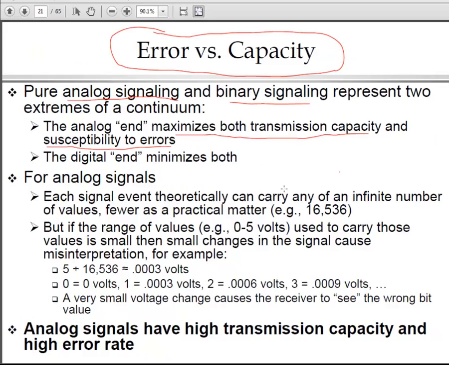Okay. So, you're a computer designer or you're a data transmission designer. Which do you want? Do you want high capacity, but knowing that you're going to get a lot of errors? Okay, they may be small errors, but you're going to get them. Or do I want to trade off transmission capacity in order to minimize the chance of error? Well, which is more important to you, capacity or errors? Okay. In most cases, when we're dealing with computers, we're concerned with errors.